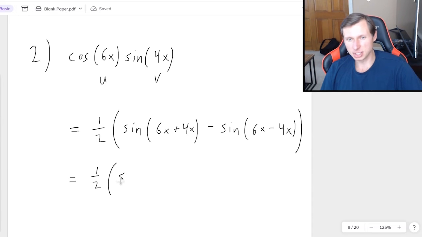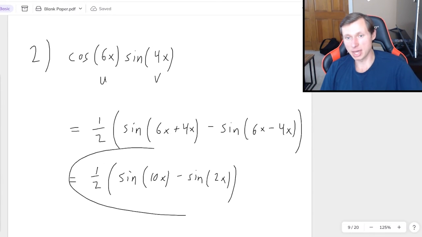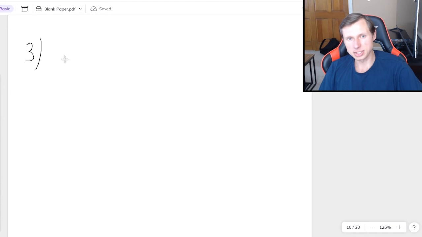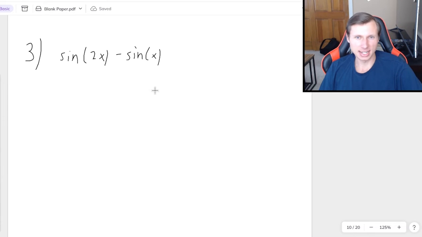So this time, since it's both x, I can combine these. It's going to be sine of 10x minus sine of 2x. And I'm happy with that. I can leave it like that, and we're done. And then finally, we're just going to practice a couple with the other one, the sum to product. So let's say I have sine 2x minus sine x.